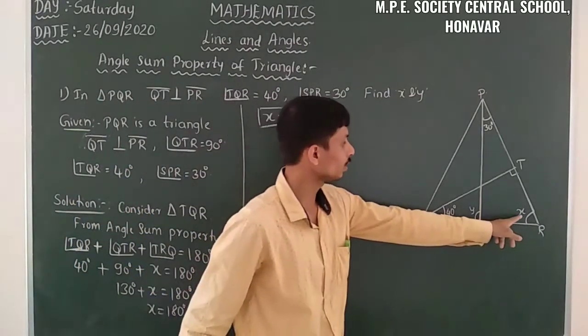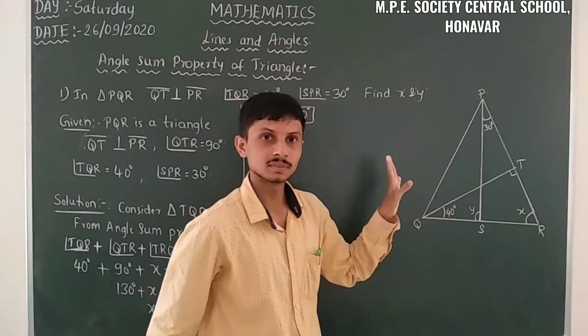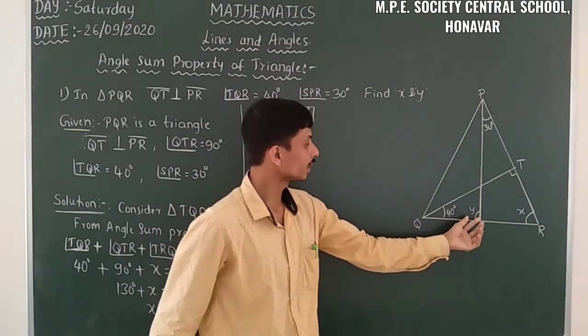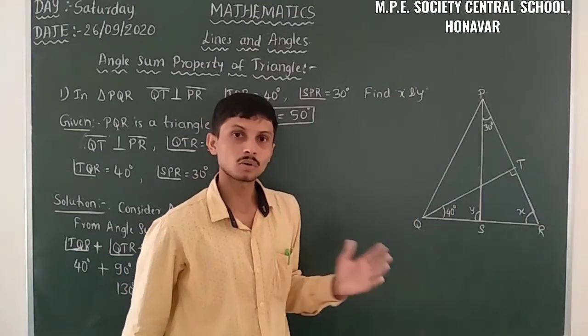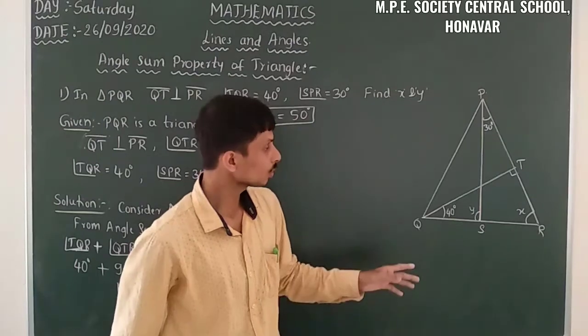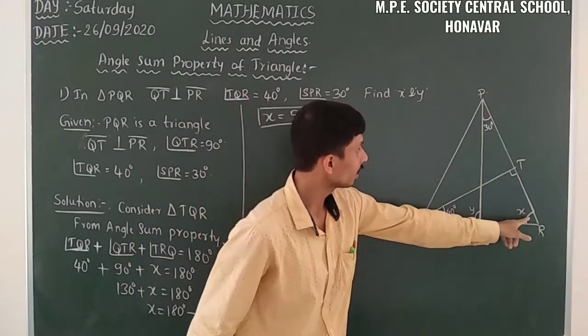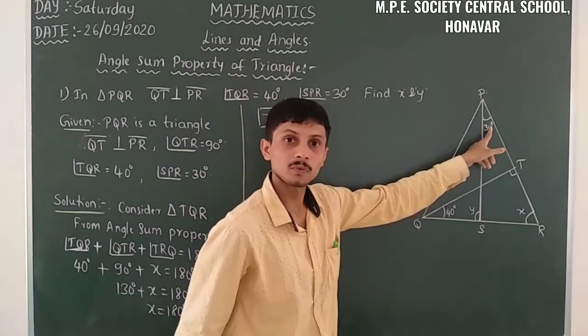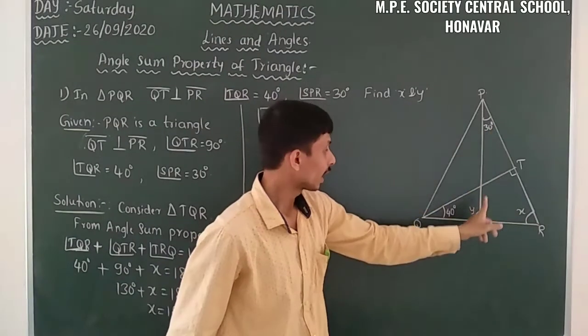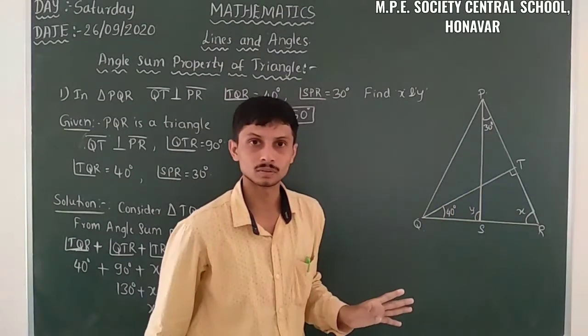So you got the value of X. Then after that we have to find the value of Y. How can we find the value of Y? It is possible when we have the X value, and this angle of 30 degrees, and we have to find out this angle.